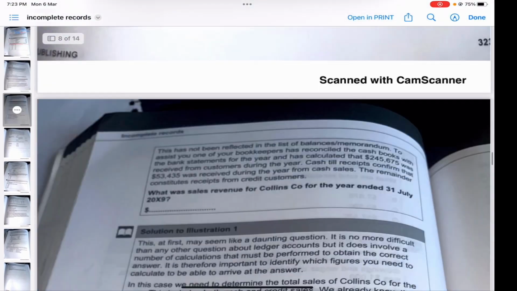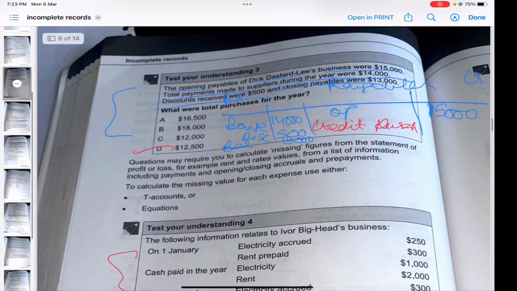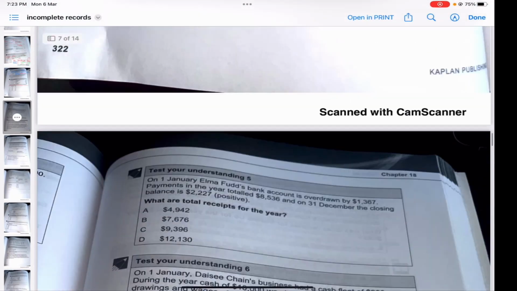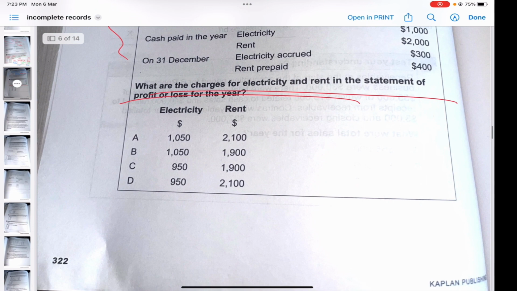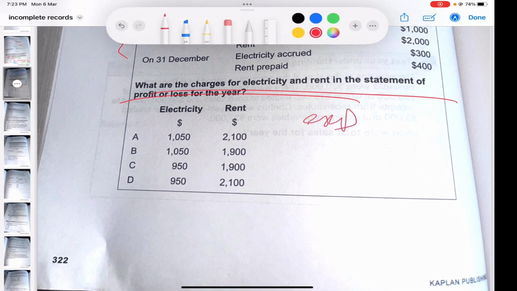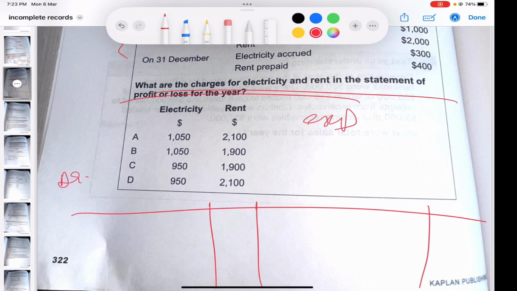Don't get confused when you see a question like this. We have already done how to make these. So just make an account whenever you see a question like this and you think you can make an account. So I'm making an expense account. Okay. And what did you do in expense? Think about it. This side had opening prepaid. This side had closing prepaid. Opening accrued. Closing accrued.